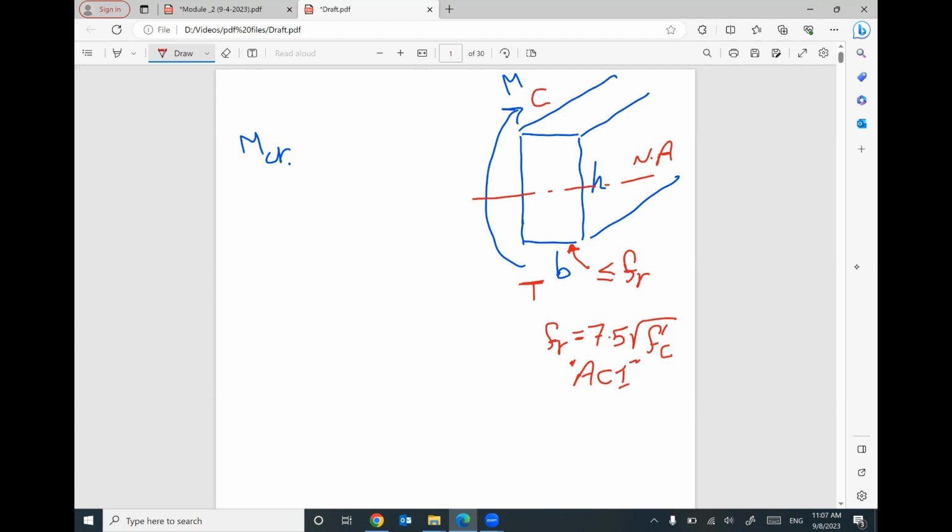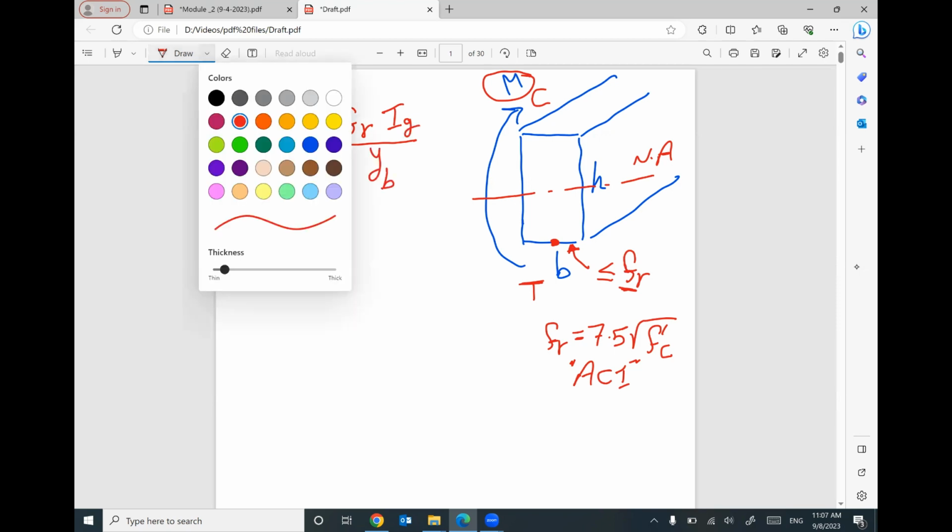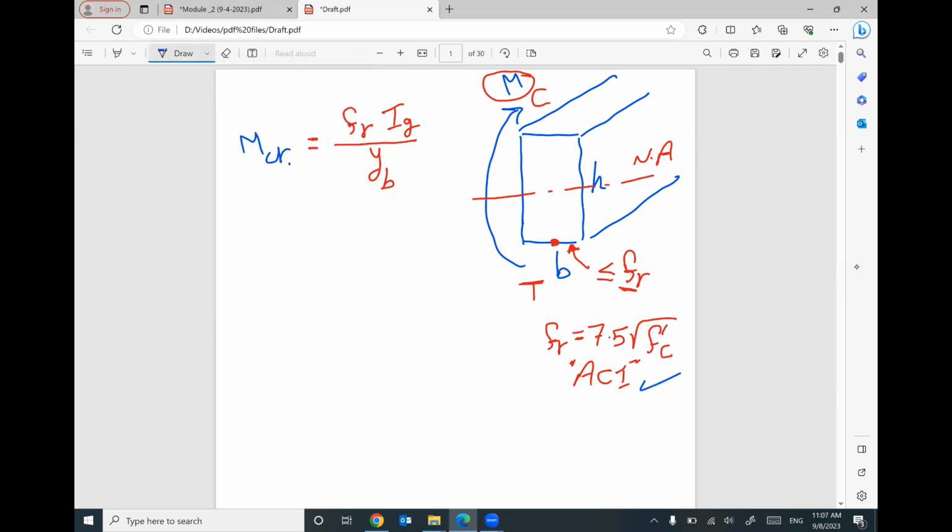So at the time this concrete is just before cracking, or just before the tension is almost equal to FR, the applied moment can be called M crack, and it can be figured out using this expression. If you remember, FR times I gross divided by YB. The value of FR is given according to ACI like this.